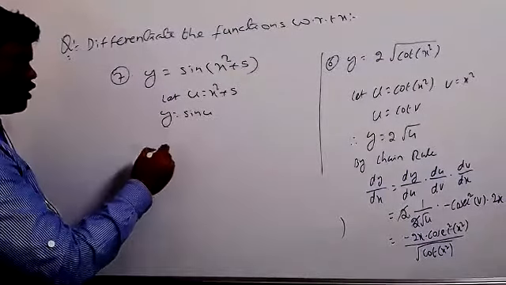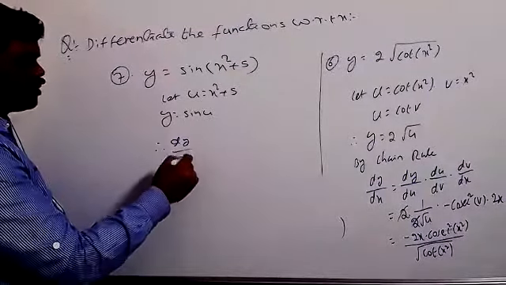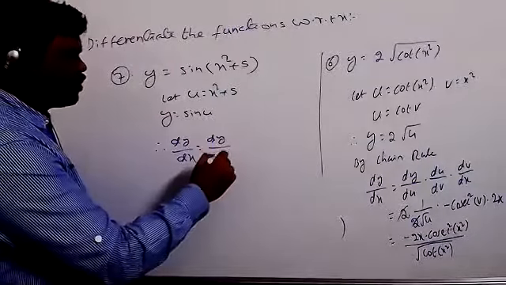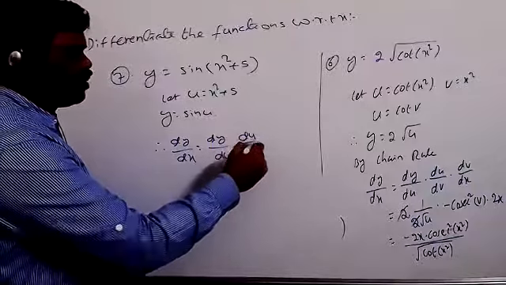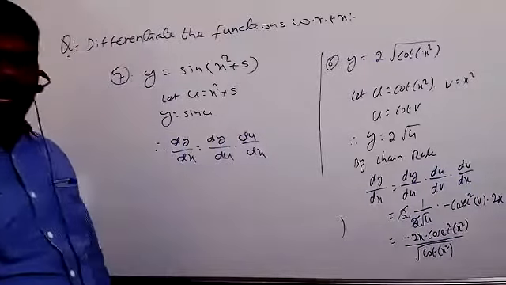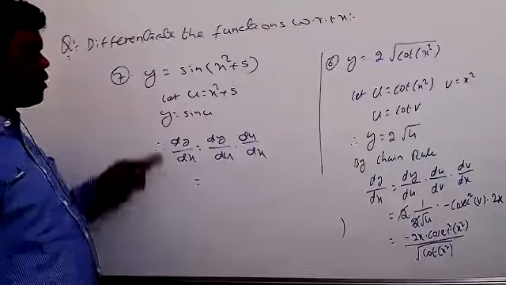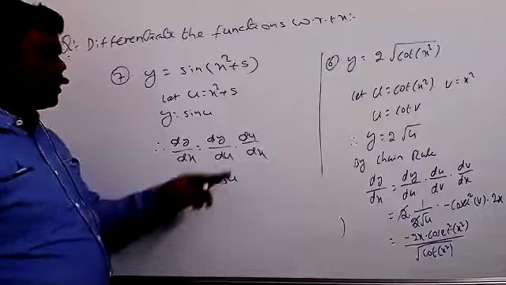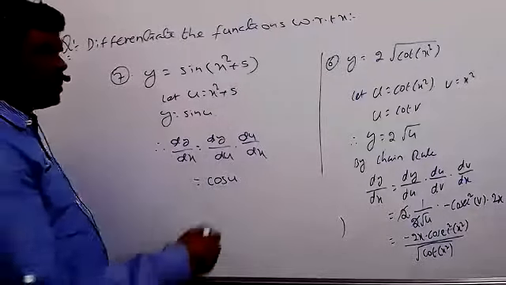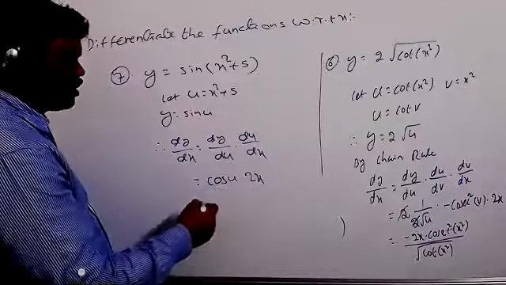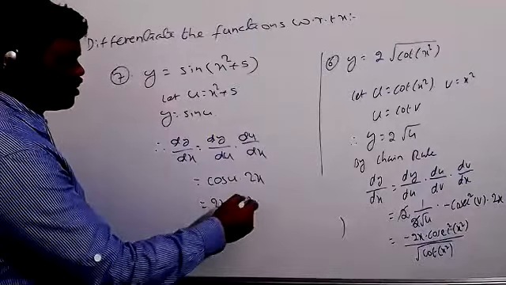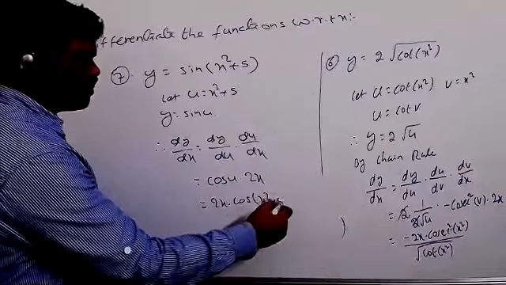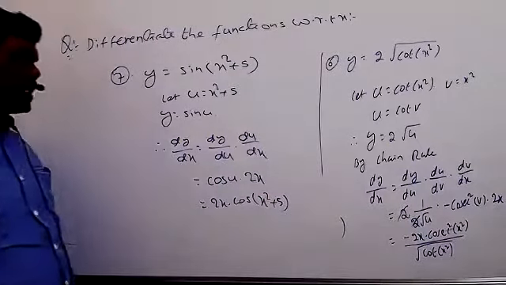So dy by dx equal to dy by du into du by dx. The derivative of y with respect to u, sine u, is cos u. The derivative of u with respect to x, x square plus 5, is 2x. So what is the answer now? 2x into cos u, which is 2x cos of x square plus 5.